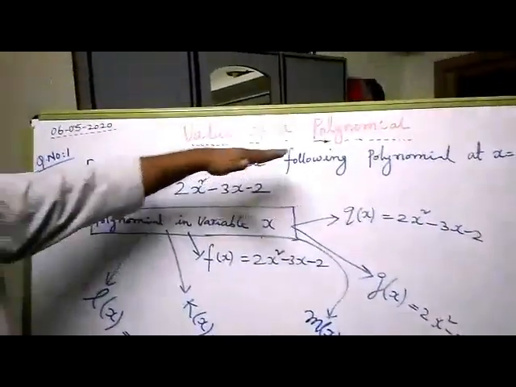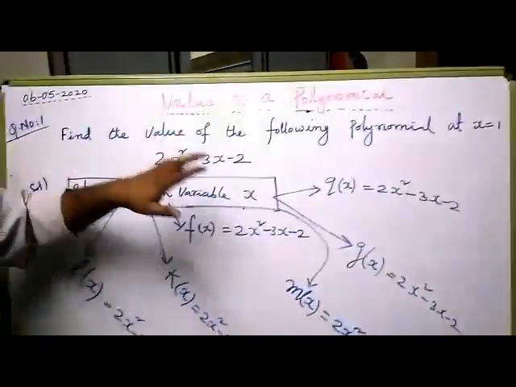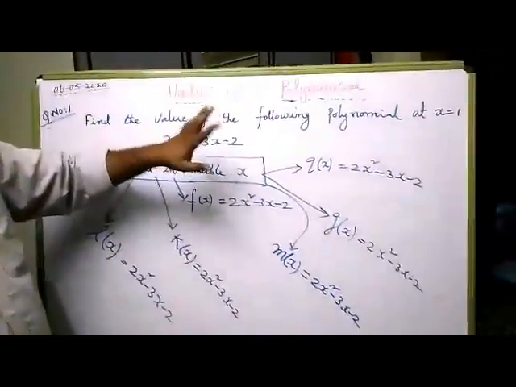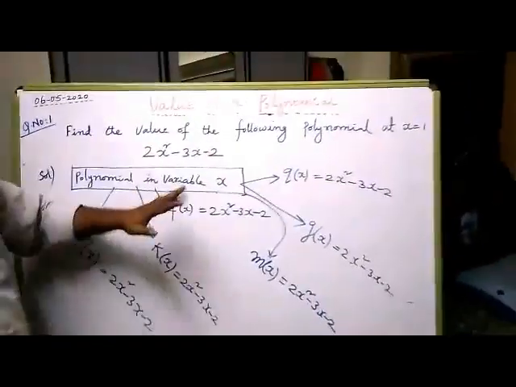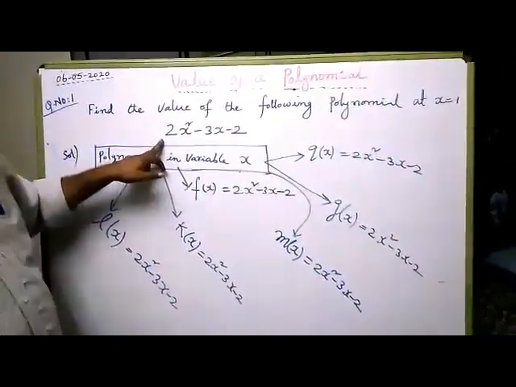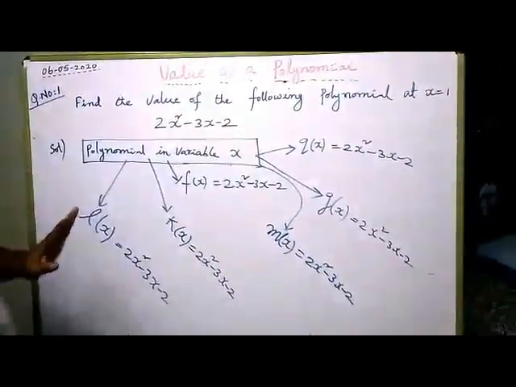Find the value of the following polynomial at x is equal to 1. The given polynomial is 2x square minus 3x minus 2.